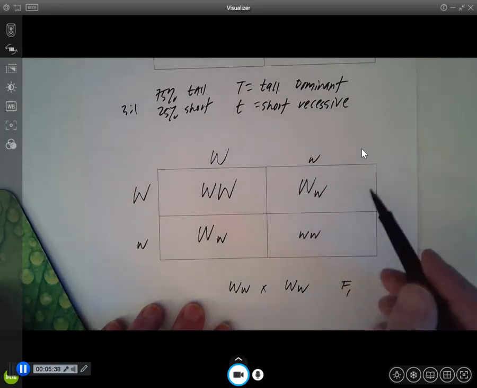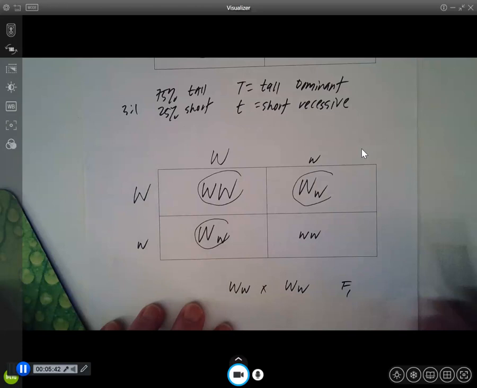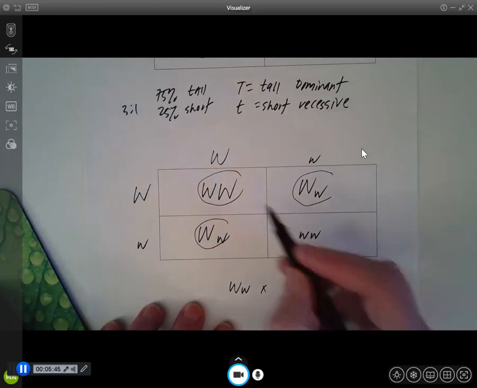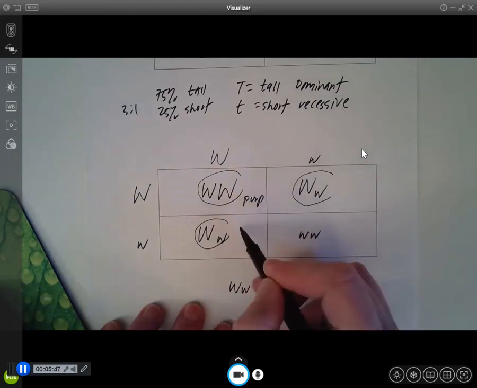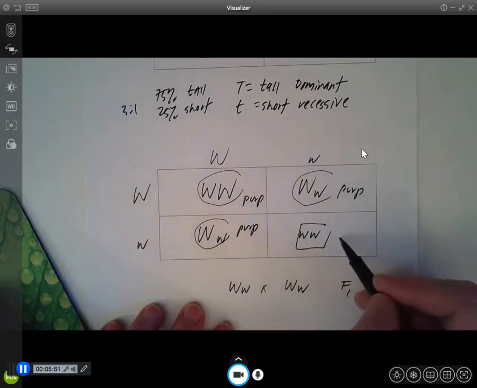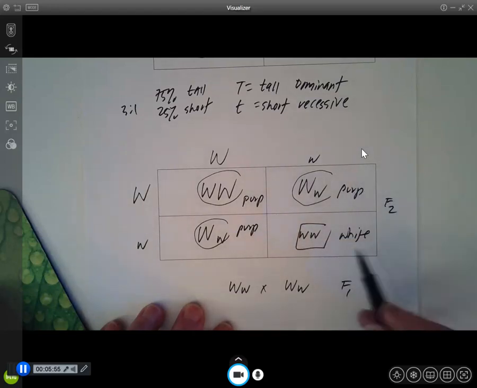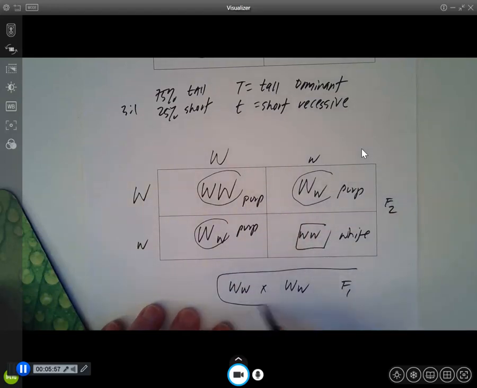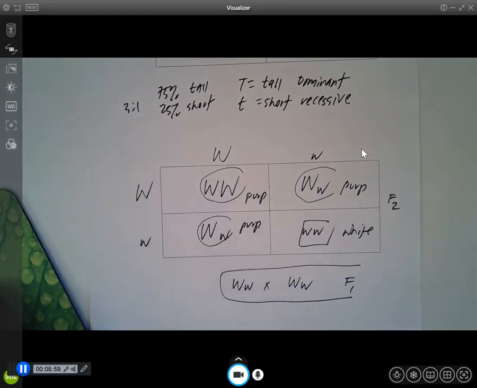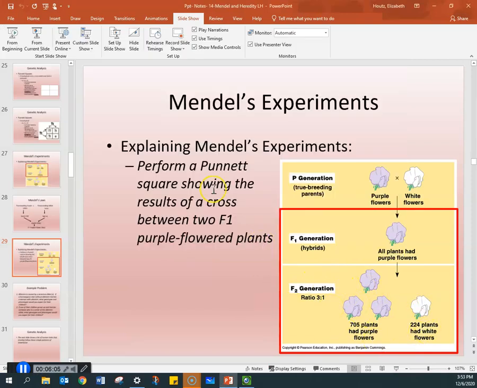Okay, and this is how he figured out to explain that F2 generation with that 3-to-1 ratio. So these are purple, purple, purple, purple, and this one was white. So this was the F2 generation. This cross was the F1 generation, and he got those offspring. Okay, so that's shown here.